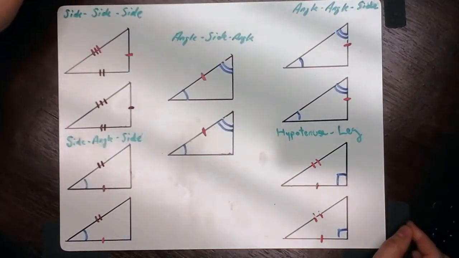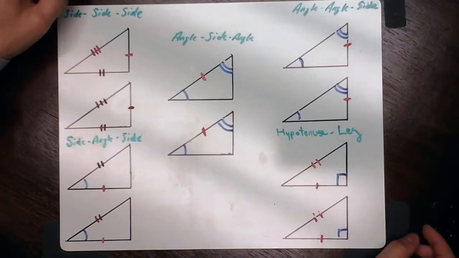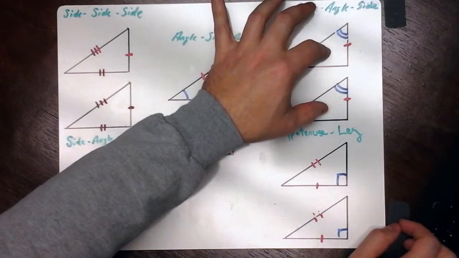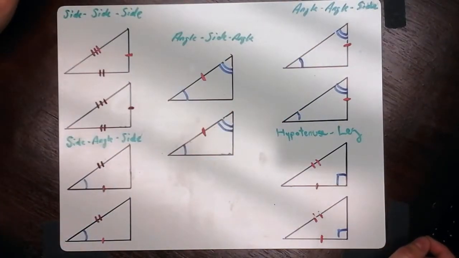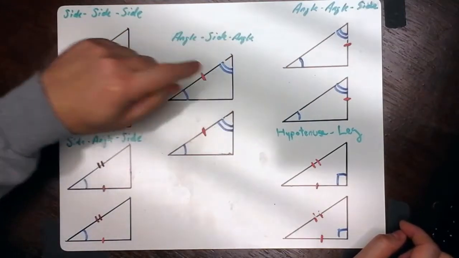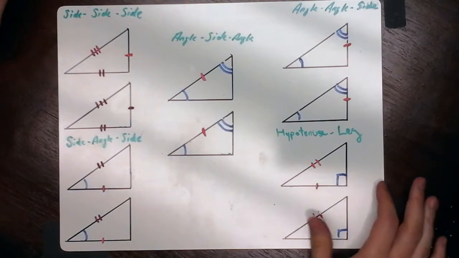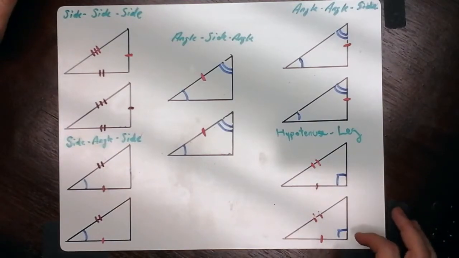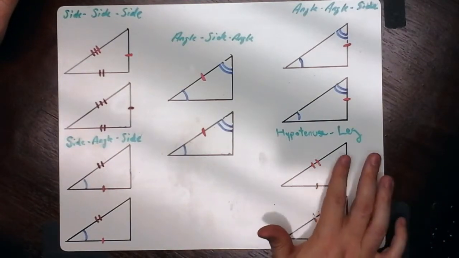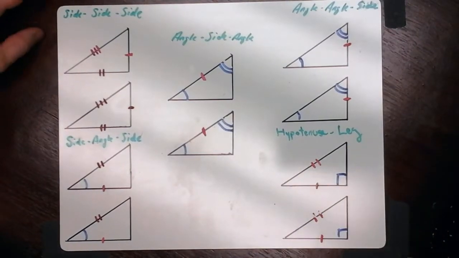I have angle, angle, side, which is 2 pairs of angles and a pair of sides not included. And that's how I can prove these two triangles are congruent. Just keep in mind the differences between these two. Then I have hypotenuse leg, which can only be used on a right triangle where we have a hypotenuse and a leg that are congruent.